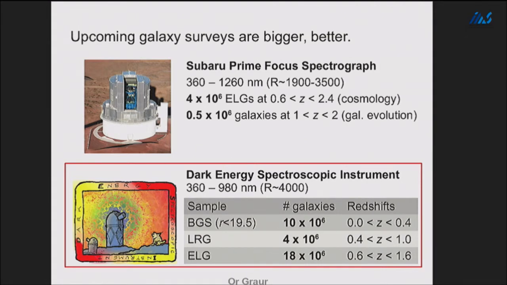But what's really exciting is the Dark Energy Spectroscopic Instrument, or DESI. DESI will go online in 2018. It'll be installed on the 4-meter Mayall telescope, and it will have 3 types of samples. The most interesting one for us in this room will be the bright galaxy sample, which will have 10 million galaxies between redshifts 0 and 0.4 at a median of 0.2. These will be bright galaxies, brighter than 19.5 in the R band. You can think of this as a much larger SDSS at a slightly higher redshift. There will also be luminous red galaxies and emission line galaxies at higher redshifts.